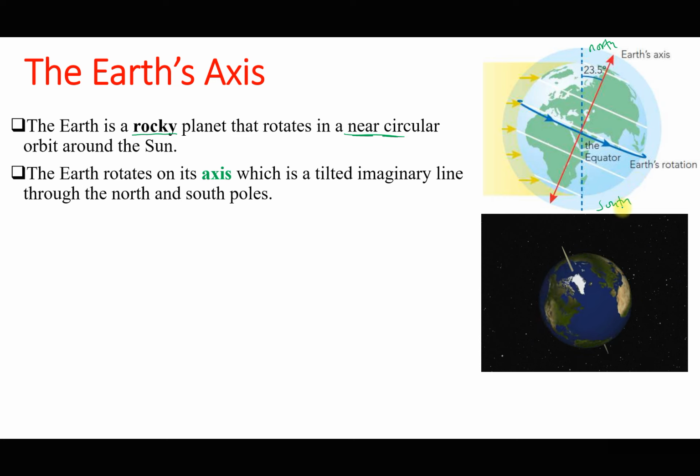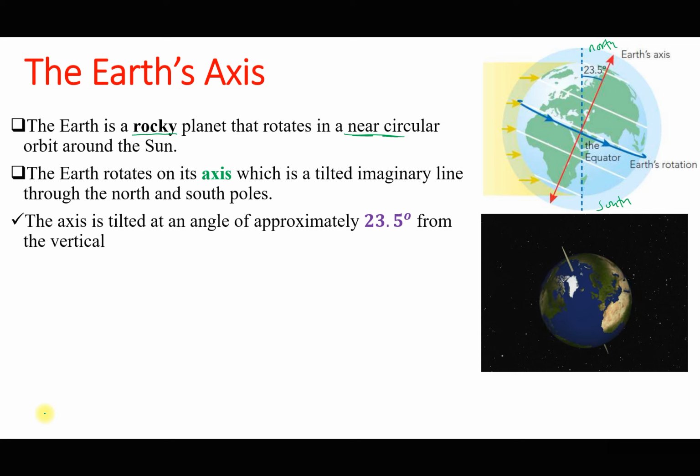The Earth rotates on its axis, which is a tilted imaginary line through the North and the South Pole. The axis of tilt I've demonstrated is approximately 23.5 degrees from the vertical. Because the Earth rotates, this rotation about its axis is going to be responsible for what we shall call day and night. However, it takes about 24 hours to make one complete rotation about its axis.